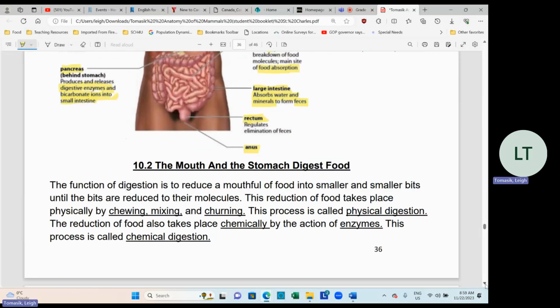All right. So we're going to end this lesson here, and then we're going to come back with another lesson on a little bit more in depth on how the different parts of your digestive system digest food.